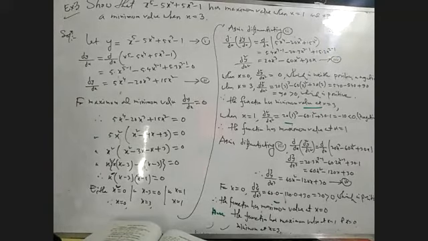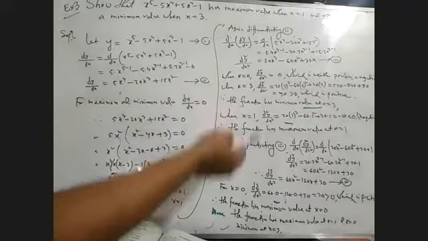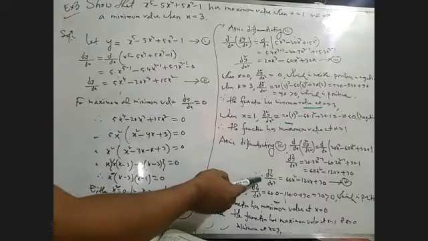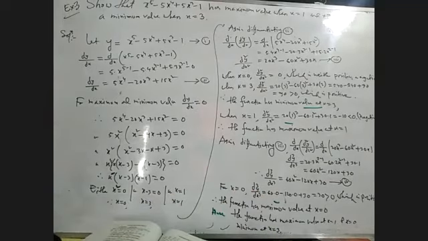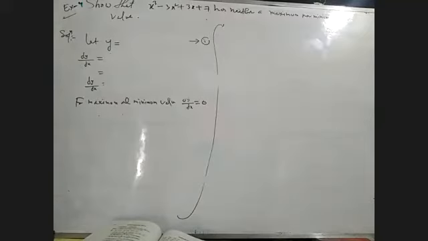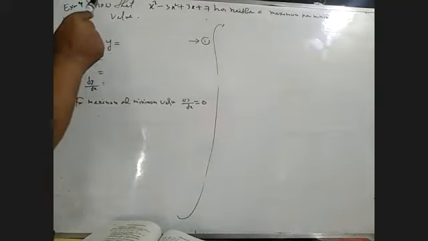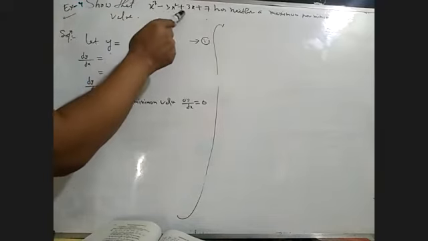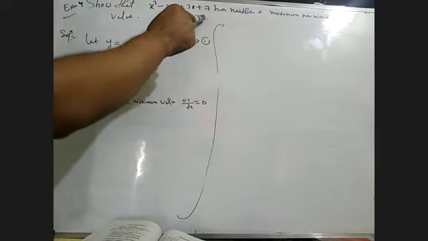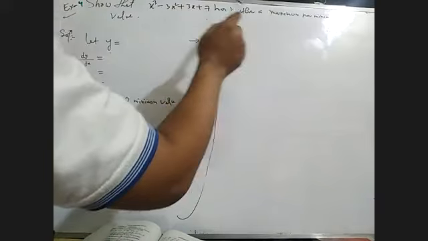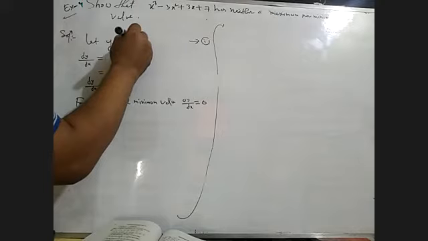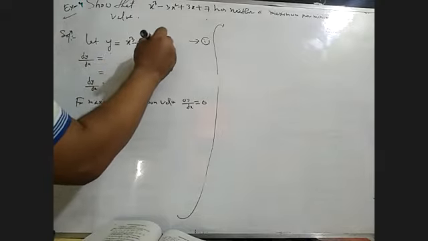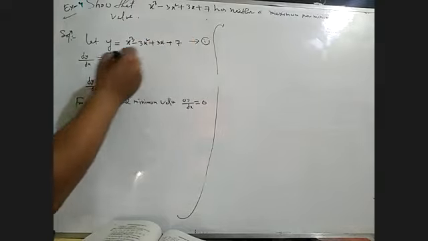But another point is that here we are testing the third derivative. For the third derivative test, we are finding whether it is a maximum or minimum at x equals 0. Okay, now another example: show that x cube minus 3x square plus 3x plus 7 has neither a maximum nor a minimum value. Let y equals x cube minus 3x square plus 3x plus 7. This is equation number 1.